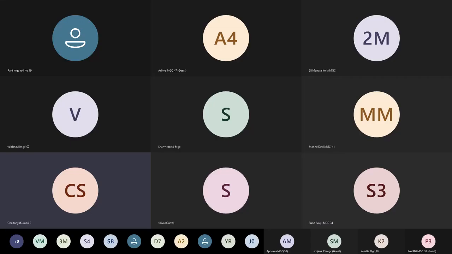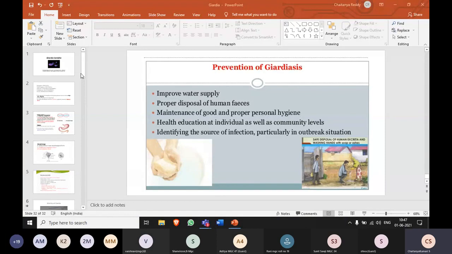Classification of Giardia quickly. Yes, students. Classification.